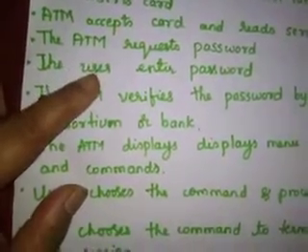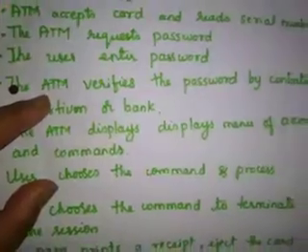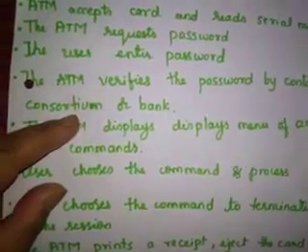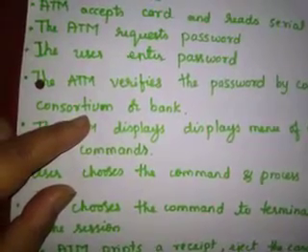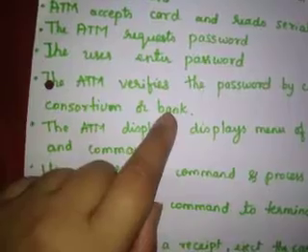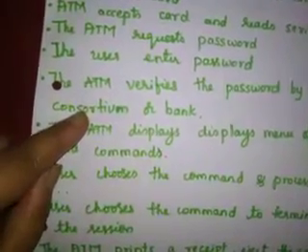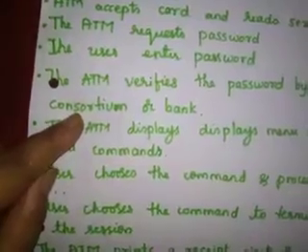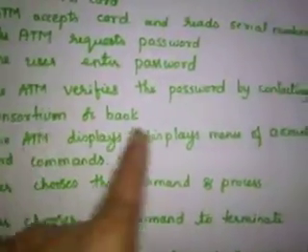Once the password or the PIN is entered, the ATM verifies the password by contacting the consortium or a bank. If it is within the banking transactions, that is, an SBI card is inserted in the SBI ATM, it checks with the bank only. Otherwise, if you have inserted a Federal Bank card in the SBI ATM, the consortium will be contacted, right? So the authentication verifies the PIN code.